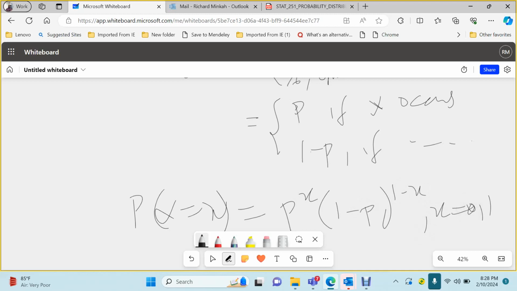So when x is equal to 0, what happens? It is 1 minus p, that is, it doesn't occur. If x is equal to 1, it means it occurs, and I get p. So you see, this will result in what we have intuitively derived over there. Is everybody okay? Yes, sir. Good.